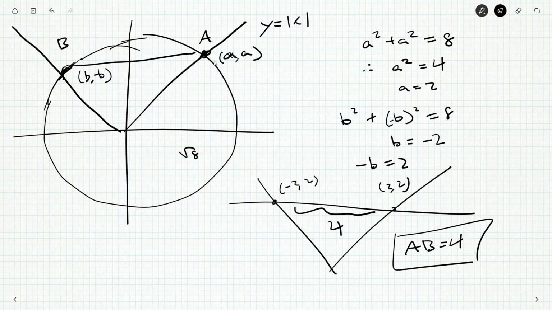You could also probably just make a symmetry argument: A and B have the same value, but one of them is positive and one of them is negative. So you just do it from this equation up here, substituting: x squared plus the absolute value of x squared is 8. You're just going to get 2 copies of x squared here. So that would be fine as well.